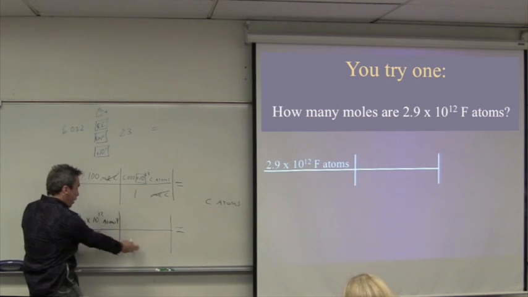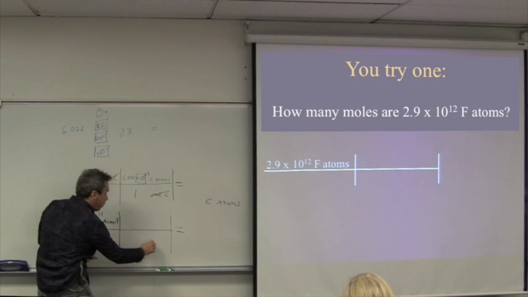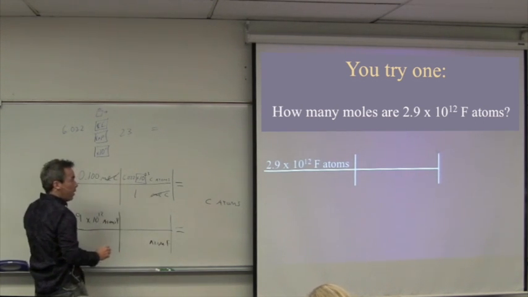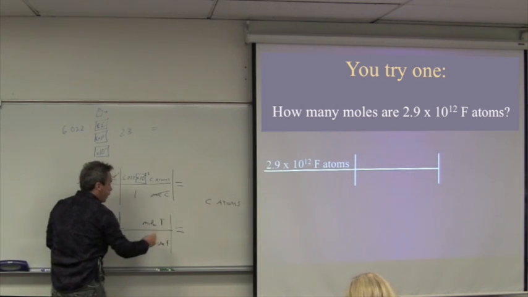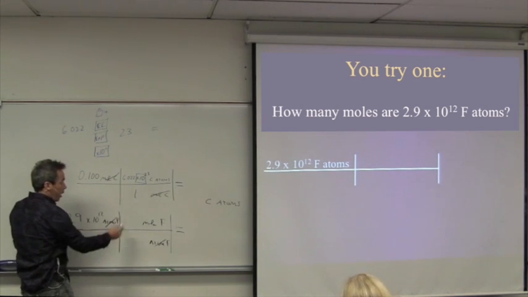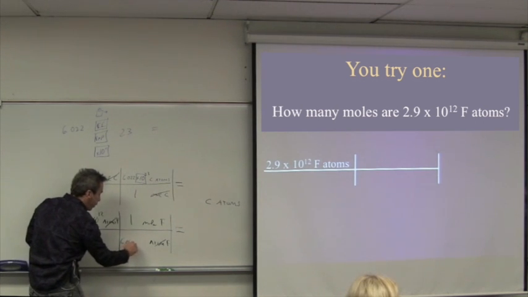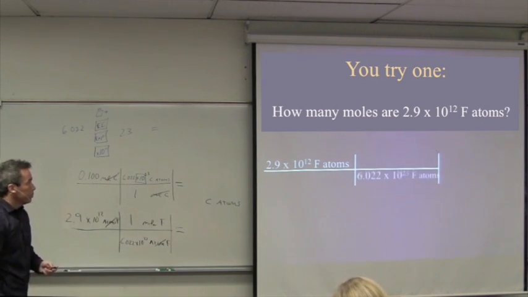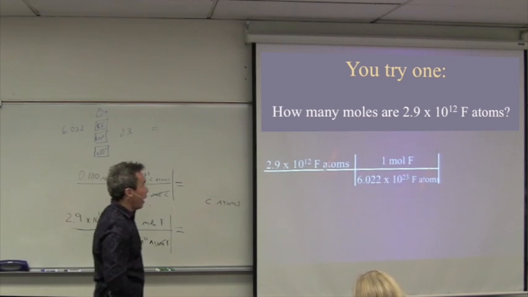Now, here I'm going to use the conversion factor. I know I want to go from atoms to number of moles, so I'm going to put atoms of fluorine on the bottom, and I'm going to put moles on the top. Now I'll put the numbers in, because I know I'll cancel atoms, I'm going to end up with moles. Remember to put the 1 with the mole and Avogadro's number with atoms, 6.022 times 10 to the 23rd atoms. So far, so good? Okay. Now let's cancel atoms here.